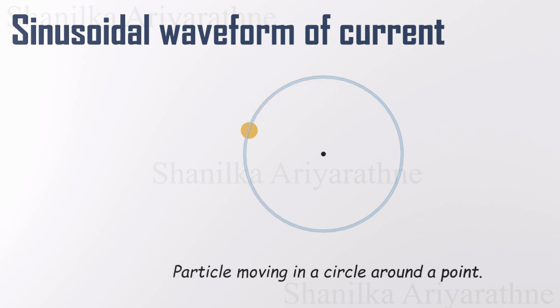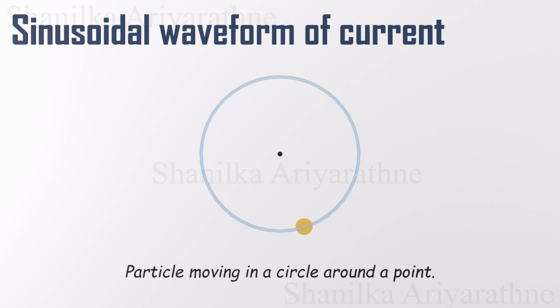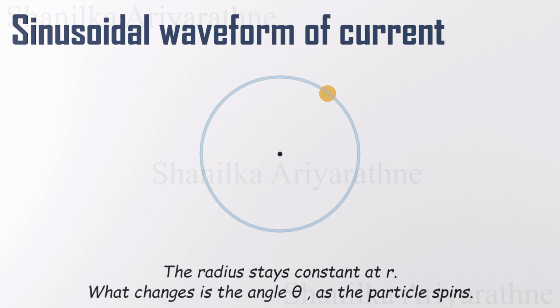It all starts with circular motion. Picture a particle moving in a perfect circle around a point. The particle stays the same distance from the center at all times. That distance is the radius, r. What does change is the angle it makes as it spins.